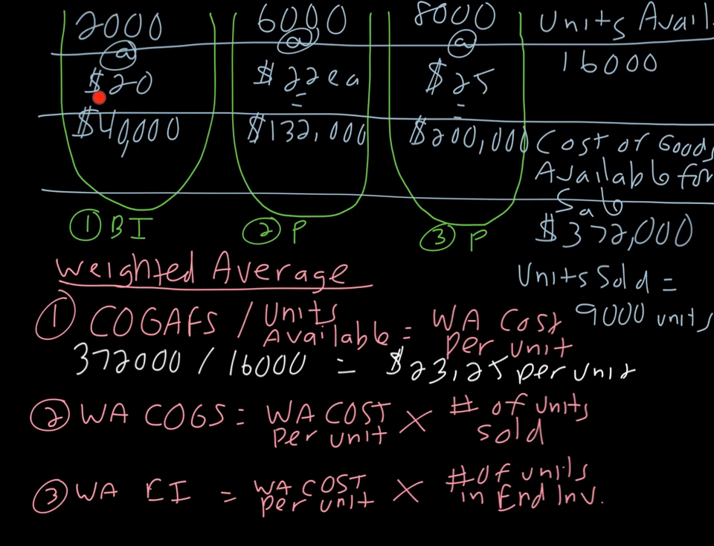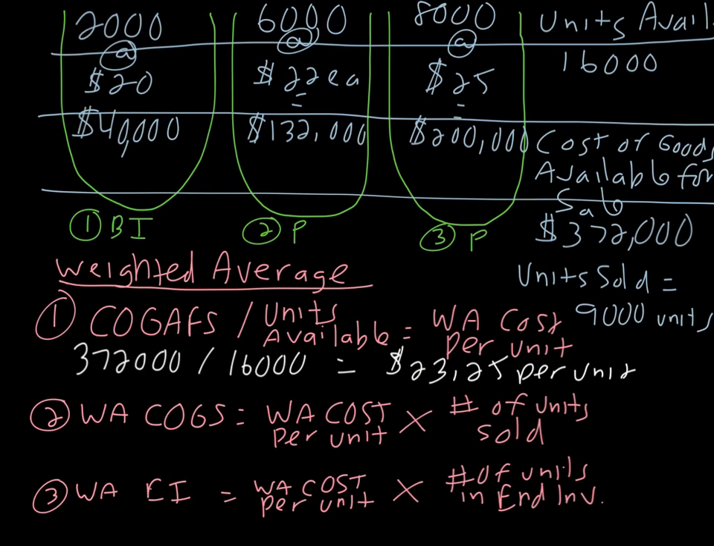Now be careful here. Don't do 20 plus 22 plus 25 divided by 3. That's going to get you a different number than this weighted average cost. That 23.25 is somewhere in between the 20 and the 25. It's weighted for the fact that there's 8,000 that we bought at 25 and 6,000 we bought at 22, so it weighs these a little more heavily in that average. If you follow these steps, this will get you the weighted average cost, and that is the correct number, 23.25.